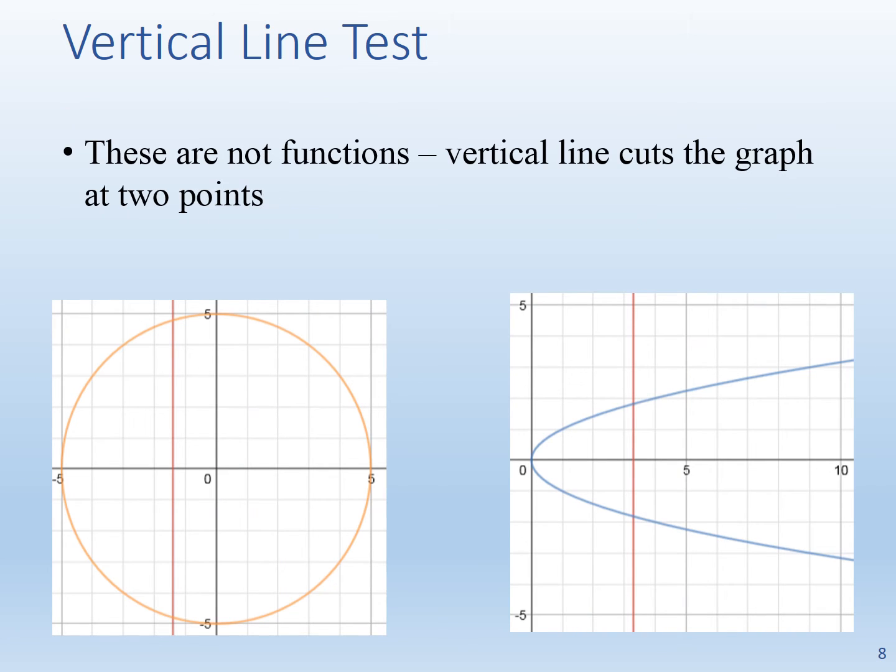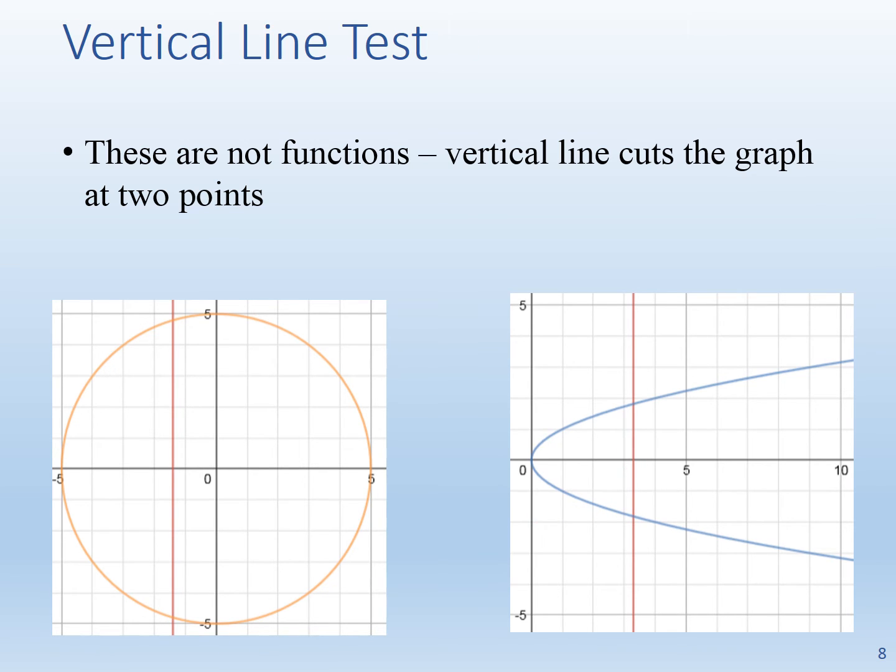These two relations don't pass the vertical line test because the line cuts the graph in two places. So there are two values of y for one value of x. There's one up there and there's another one down below as well. That's also the case with the second graph there, where there are two values of y for one value of x.